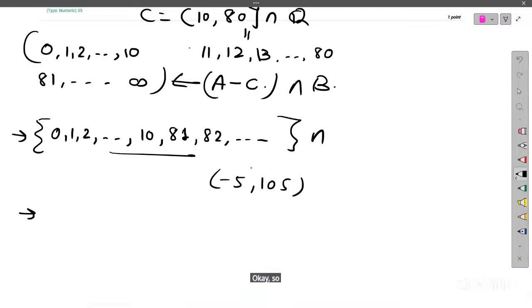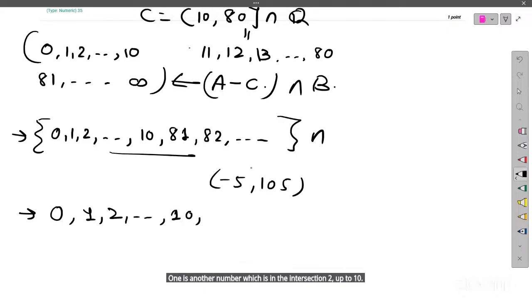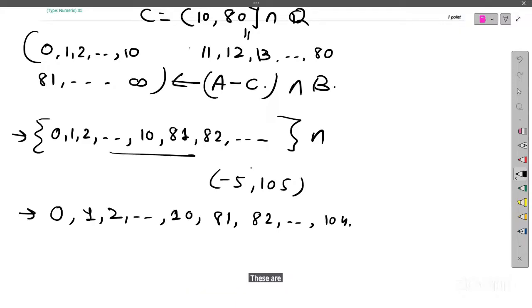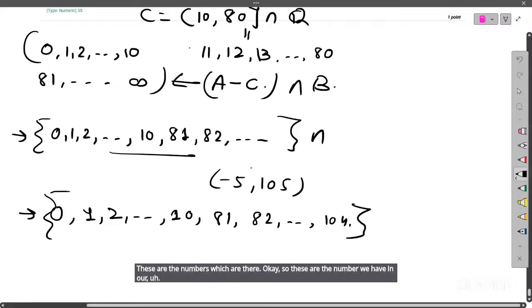Okay, so from -5 to 0, there is nothing. 0 is the one number which is in the intersection. 1 is another number which is in the intersection, 2 up to 10. Right? 81 is also there, 82 is also there, and so on up to 104. These are the numbers which are there. Right? So these are the numbers we have in our set. This is the set A minus C intersection B.